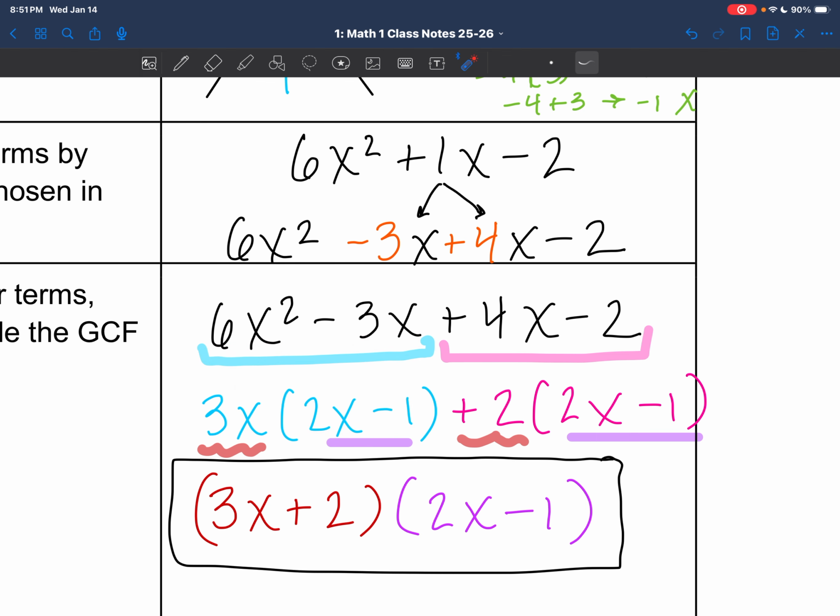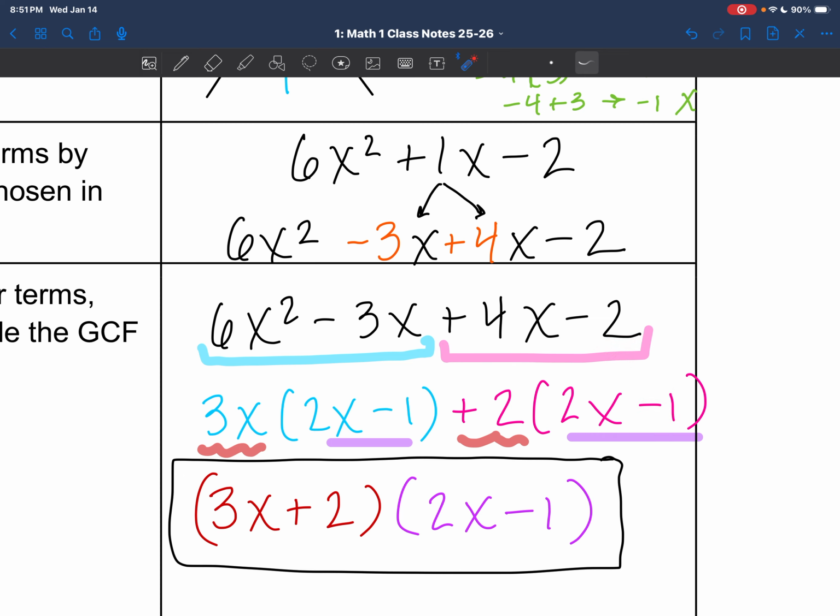So that's the first section. The second section, we're going to group these. The GCF here is 2. So remember, you write that outside. And then 4x divided by 2 gives you 2x. Negative 2 divided by 2 gives you negative 1.